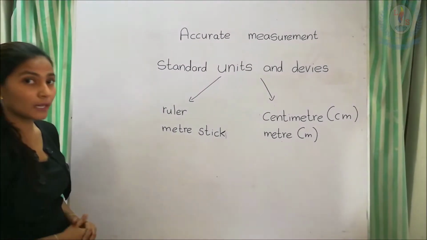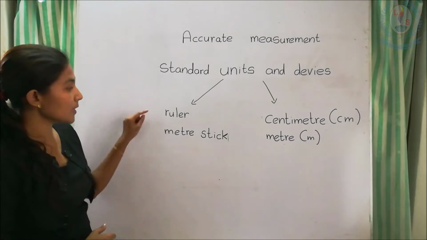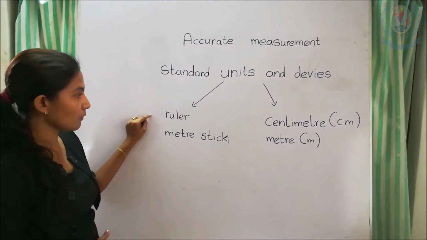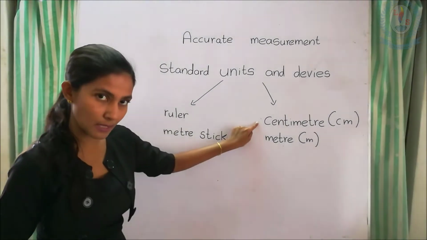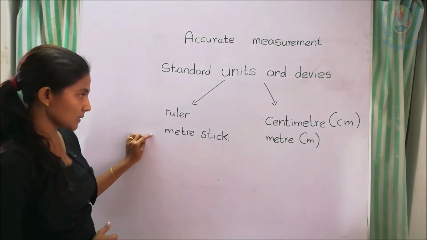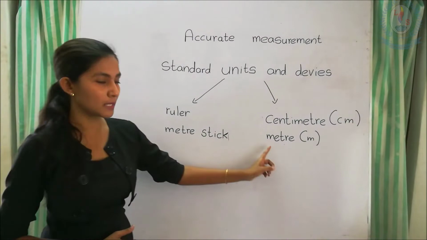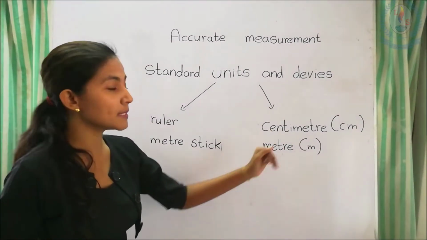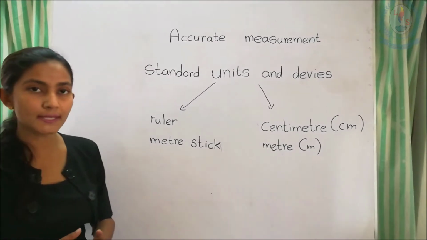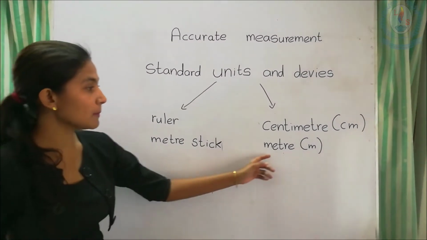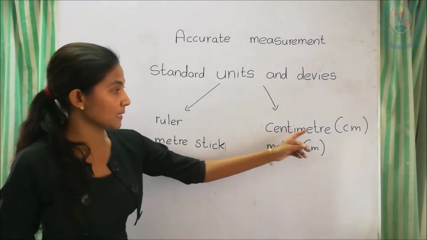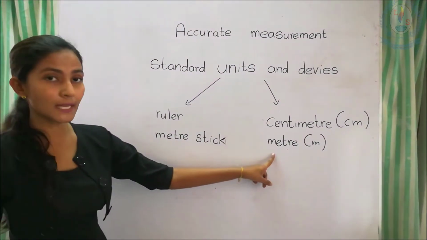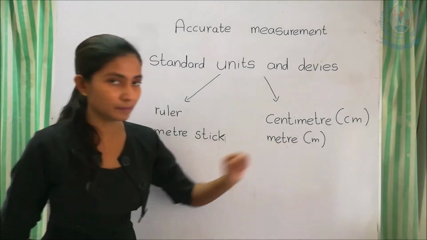To measure the length of an object, we use a ruler or a meter stick. With a ruler, we measure centimeters. With a meter stick, we measure meters. To measure small lengths, we use centimeters. To measure longer lengths, we use meters. Centimeter is denoted by cm. Meter is denoted by m.